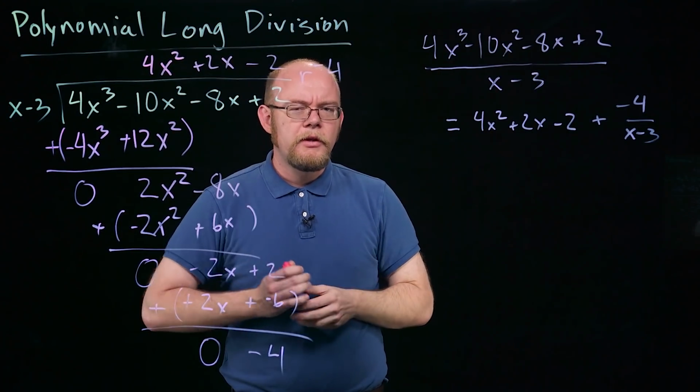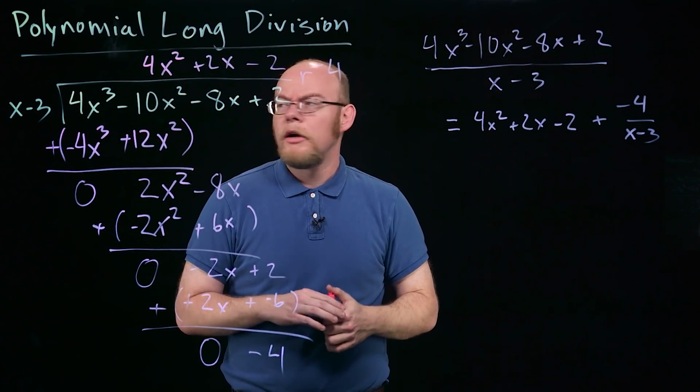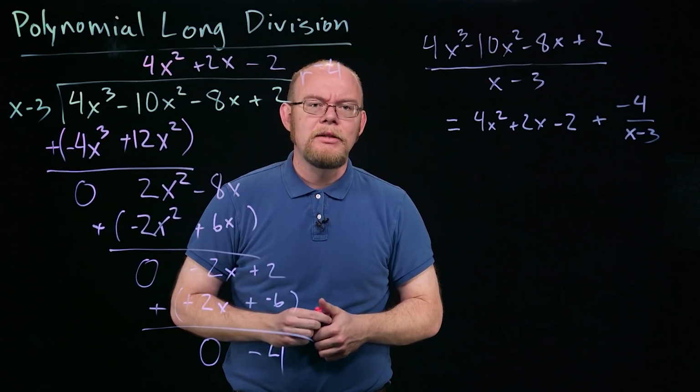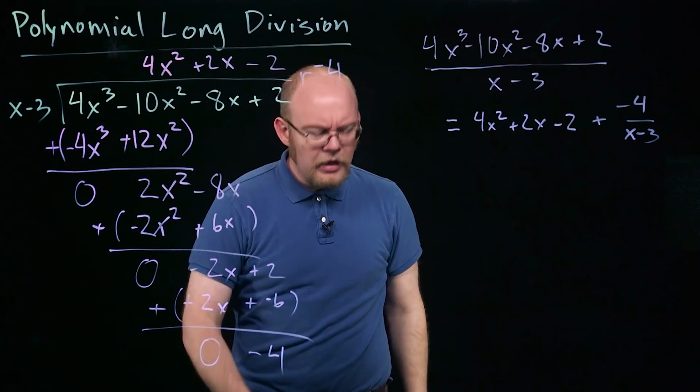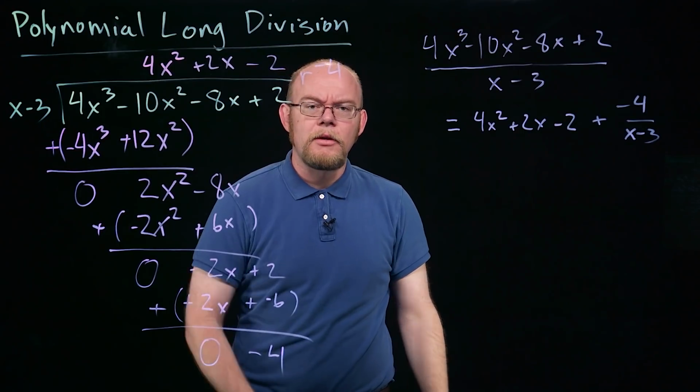And so this is used fairly commonly. If you want to check if something is a 0, you try to divide by x minus that 0 to see if you get no remainder. And this is also useful for finding asymptotes on rational functions.